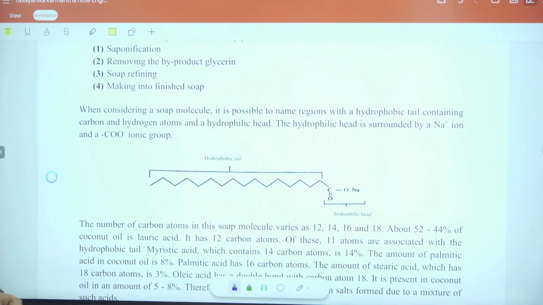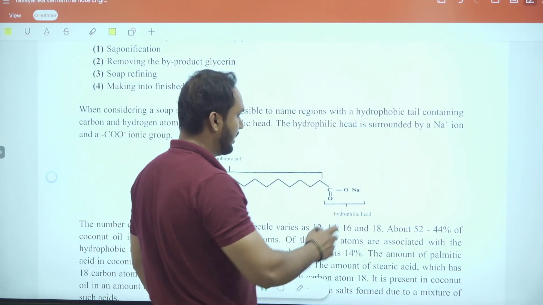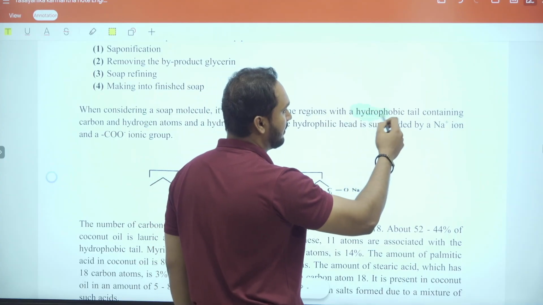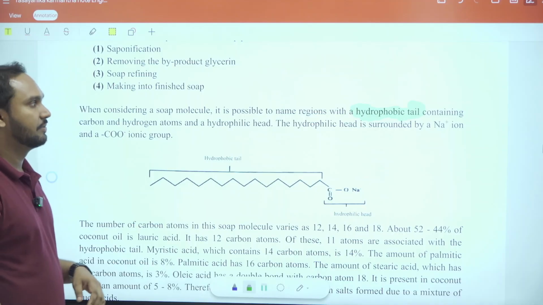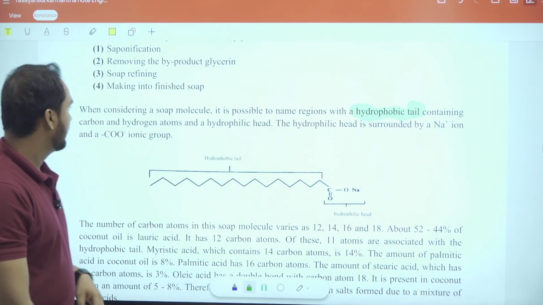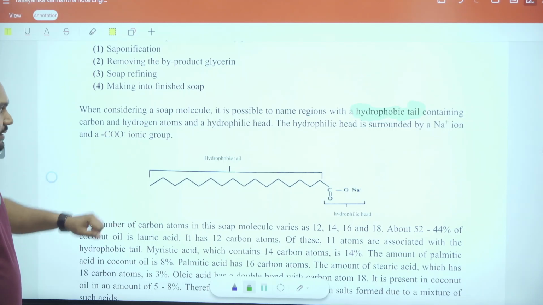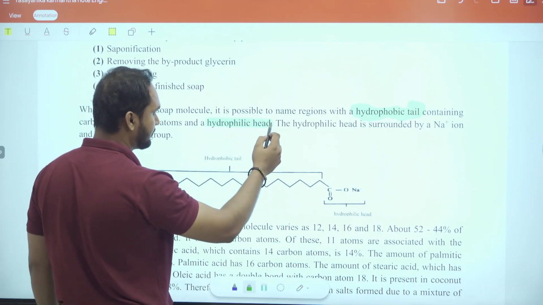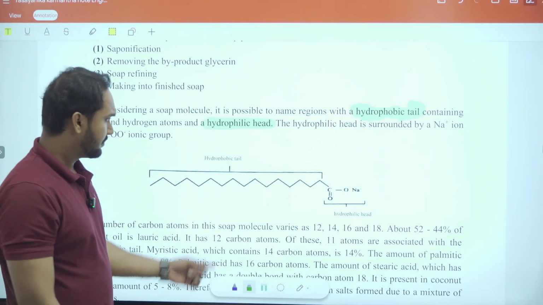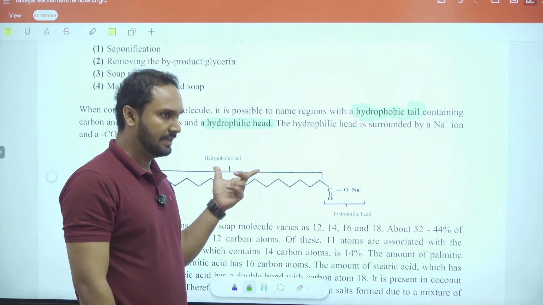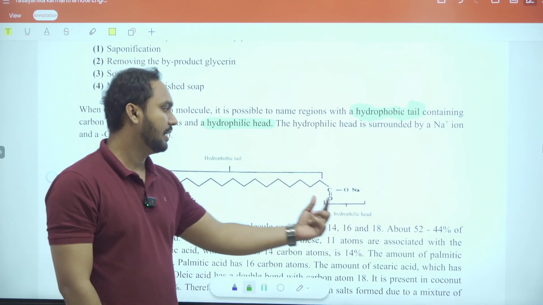When considering a soap molecule, it is possible to name regions with a hydrophobic tail. Highlight it. So it has two regions. One is the hydrophobic tail, which is this one, containing carbon and hydrogen atoms, and the other one is the hydrophilic head. So two parts are there: the hydrophobic tail and the hydrophilic head, right?